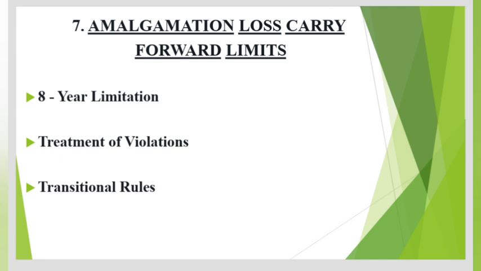Treatment of violations. If an amalgamation occurred under the 1961 Act and the prescribed conditions for the carry forward of those losses are violated after the new Act becomes effective, the resulting deemed income will be taxable under the Income Tax Act 2025. Transitional rules. Any loss, set off, or depreciation allowed in earlier years that becomes taxable due to violations of conditions will be treated as the income of the amalgamated company in the year non-compliance occurs.